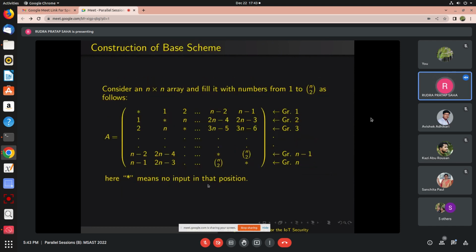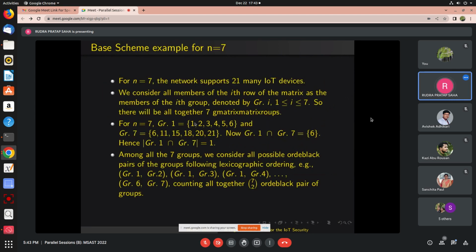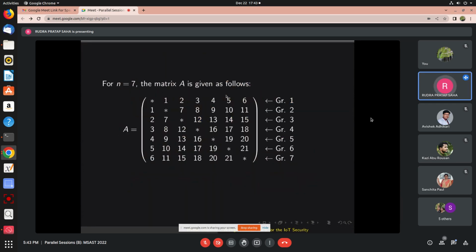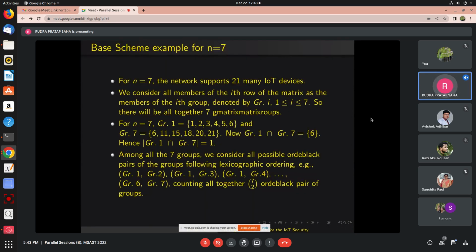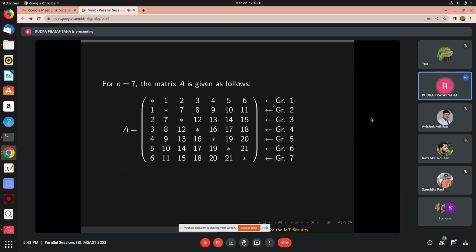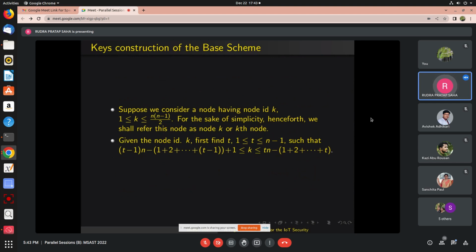And from there comes the construction of the base scheme. Consider an n by n array filled with the numbers 1 to n choose 2, and a star means no entry in that position. Let us give an example for n equals 7. For n equals 7, the network supports 21 IoT devices, and we consider the members of the ith row of the matrix as the members of the ith group. From this picture we show that the number of groups is 7 and the maximum intersection of 2 groups is 1 element.